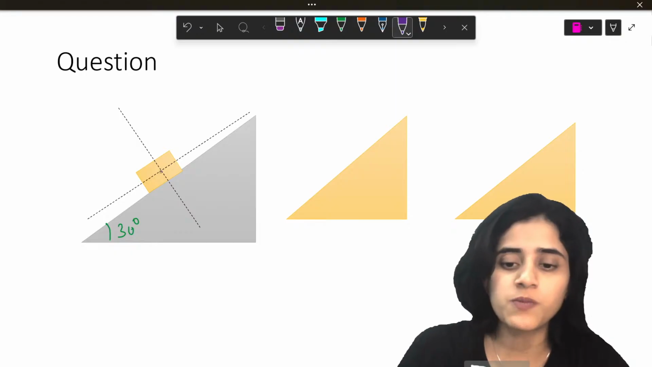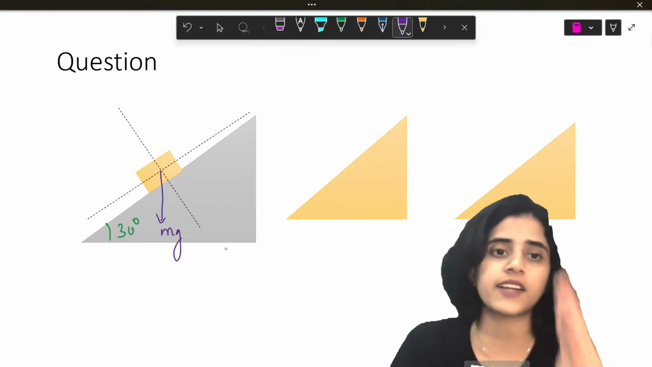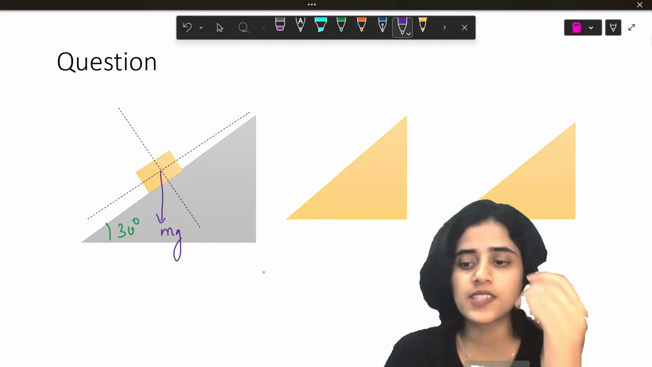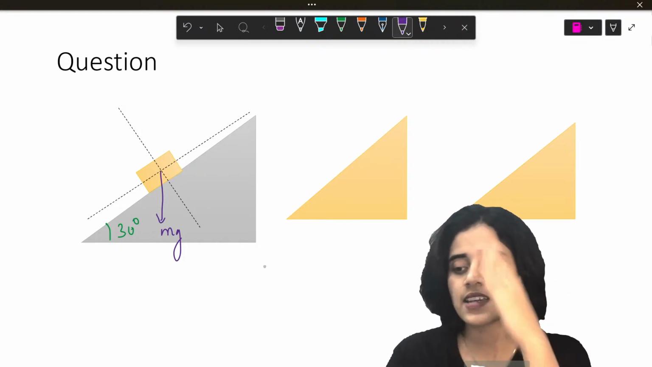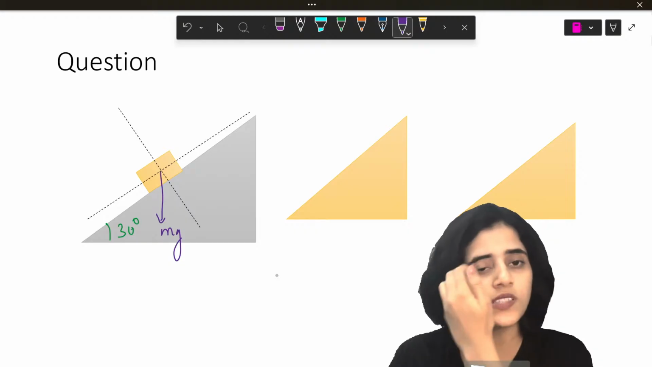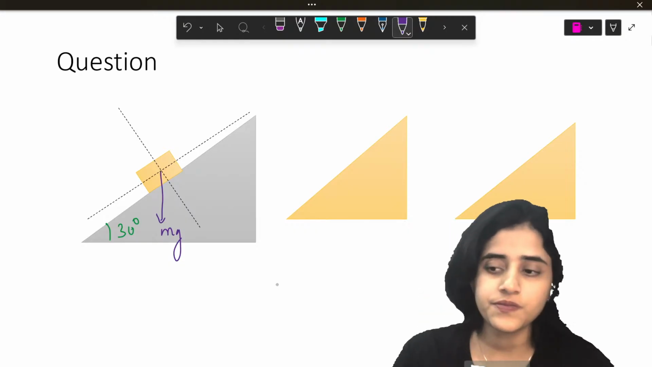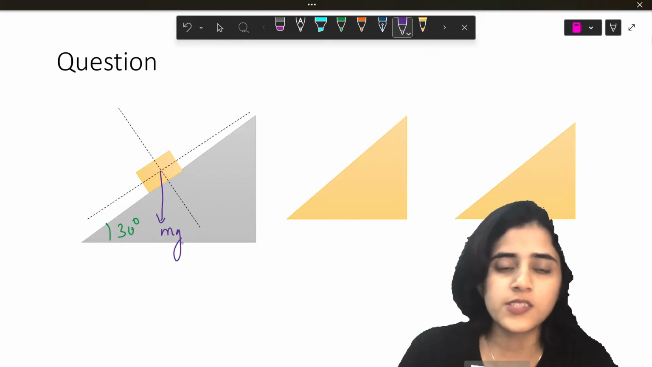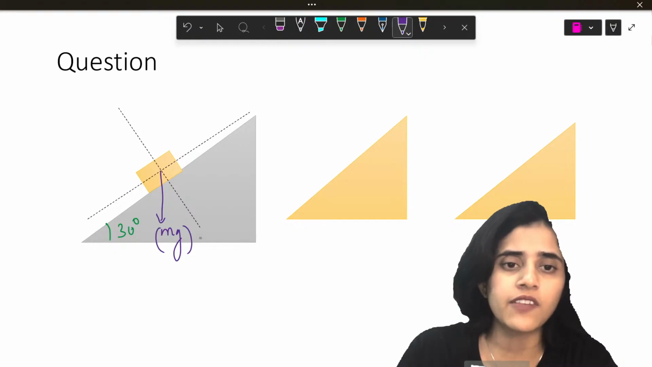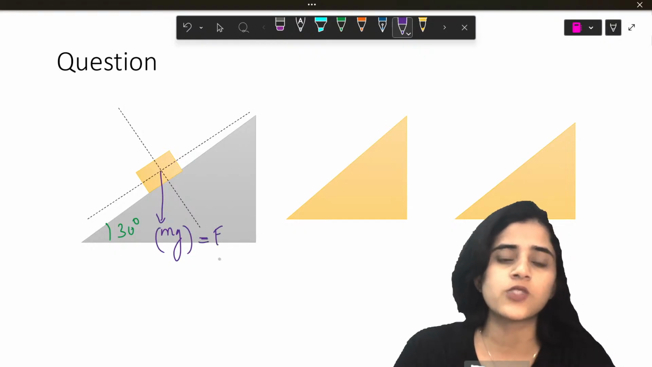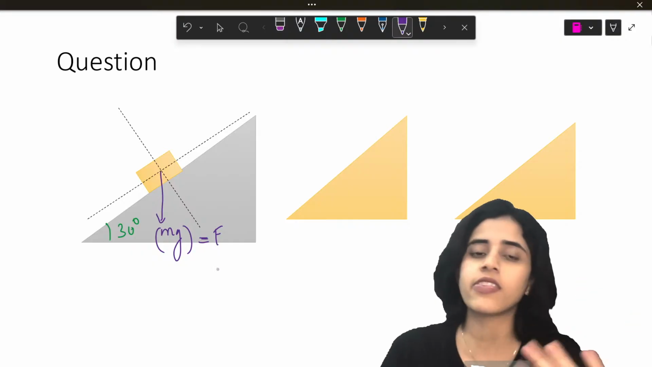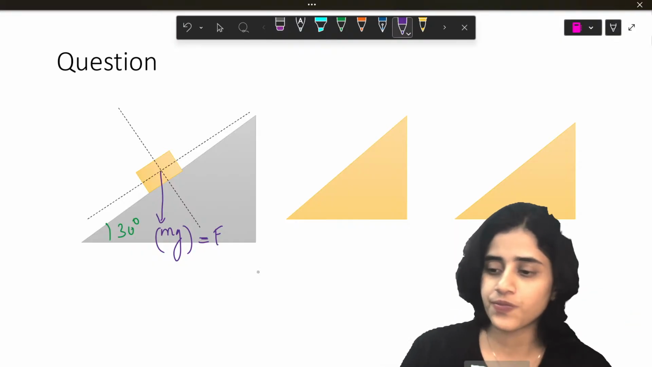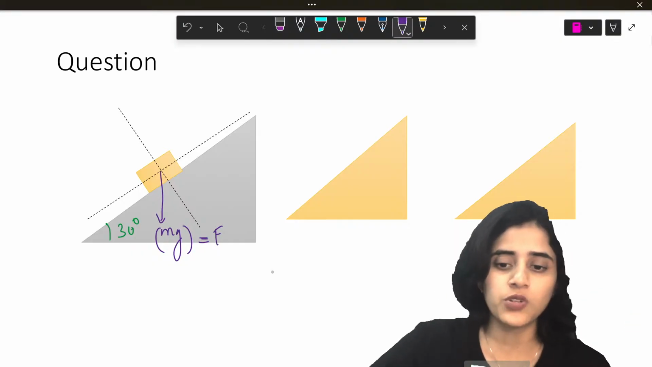This block has its mass and gravity acting downwards, isn't it? So this is basically mass times gravity. This is also a force. So the block exerts a force in the downward direction. Is that clear, all of you?